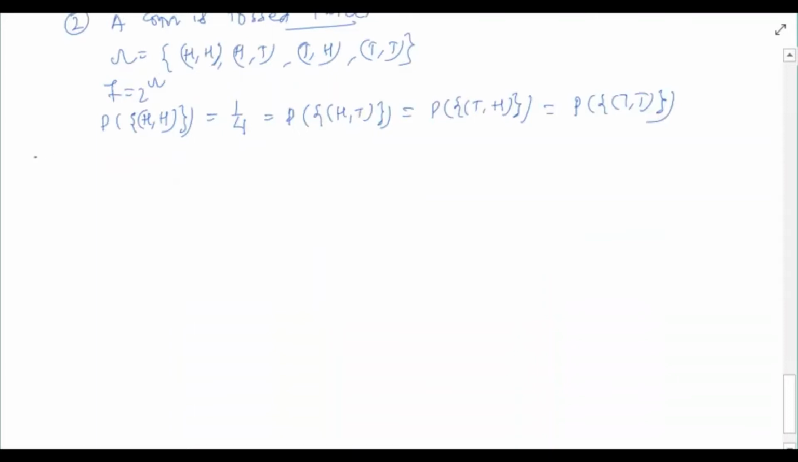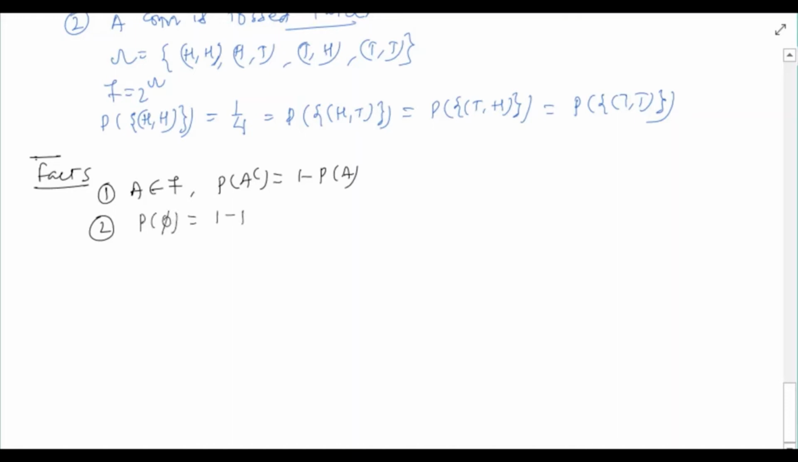Now we learn a few facts about probabilities or probability laws. These could be easily verified. The first one says that if A is an event, then probability of A complement is 1 minus probability of A. The second one is a special case of first. Suppose we take A to be the whole sample space, then A complement is empty set. So probability of empty set is 1 minus probability of whole space, and this we know is 1 by the axioms of probability. So probability of empty set is 0.